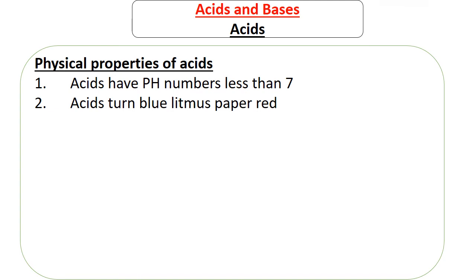Acids turn blue litmus paper red. What's a blue litmus paper? This is a paper that is used to indicate acidity or basicity of a solution. You're given a solution, you put a litmus paper. By the color changes, you are going to know if that solution is an acid or a base. So acids turn blue litmus paper red.